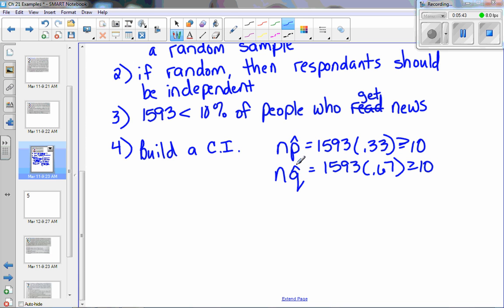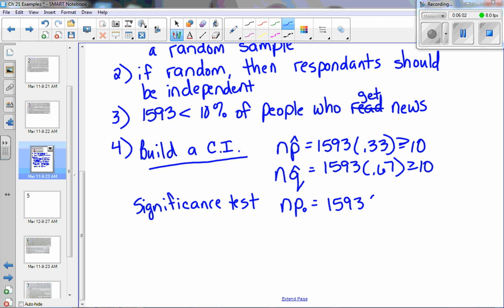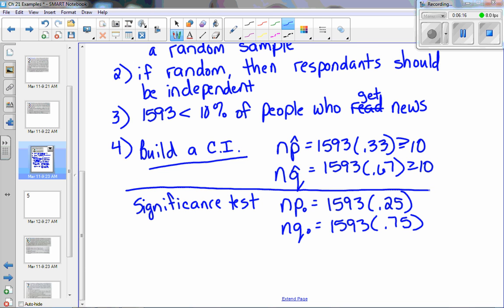Again, the reason why I used np hat and nq hat is because I was asked to build a confidence interval. If I was just doing a significance test, I would be using np naught, which would be 1,593 times 0.25. And I would be using n times q naught, which would be 1,593 times 0.75. So it just really depends on which you're being asked to do. We're building a confidence interval, so I would use the correct one with p hat and q hat.